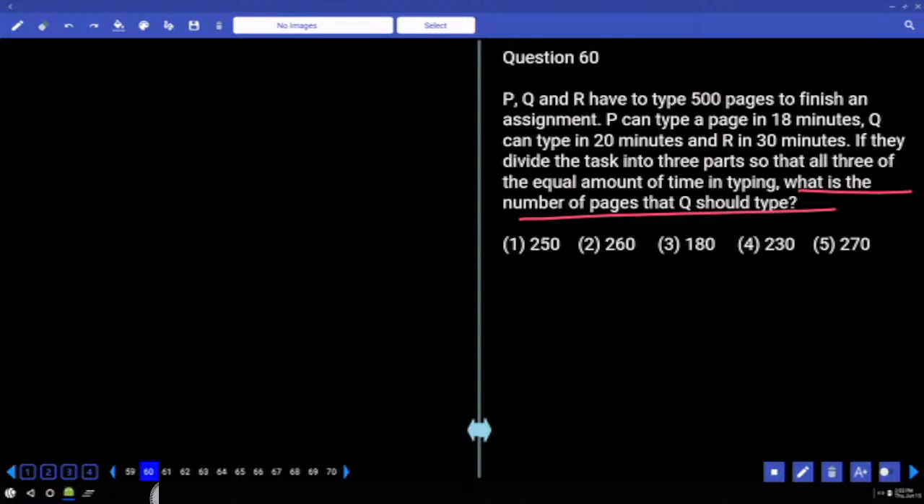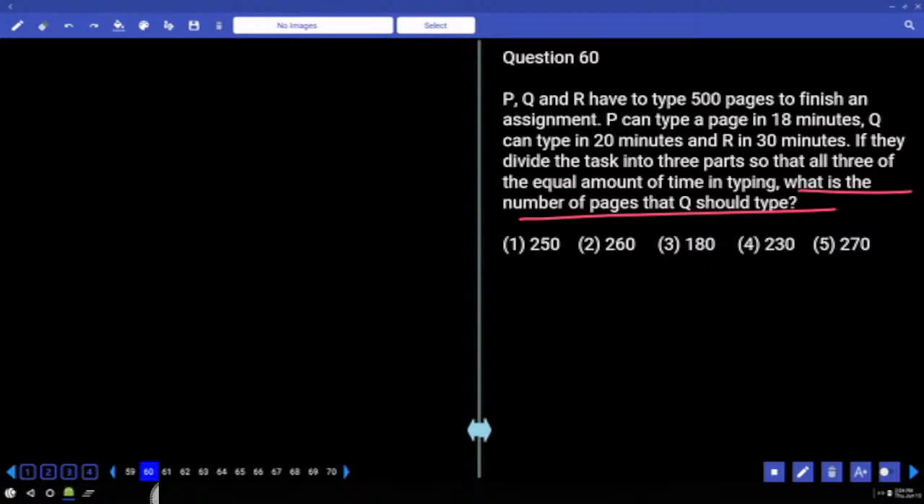Finally, what is the question? Number of pages that Q should type. That is related to efficiency only. If Q's efficiency is more, he will type more pages. If his efficiency is less, he will type fewer. So, if our efficiencies are equal ratio, 1:1:1, we 3 will type equal number of pages, correct? If my efficiency is twice your efficiency, that means efficiencies are in the ratio 2:1, the number of pages typed by me will be definitely double to your pages. So finally what ratio we need?